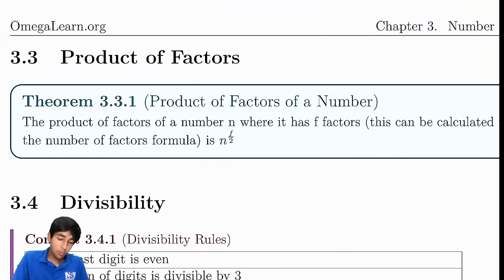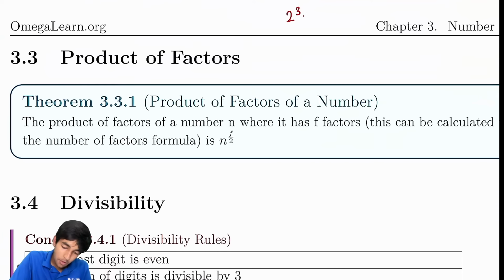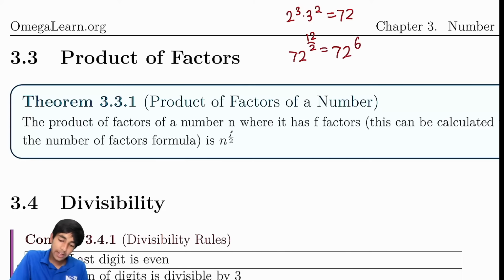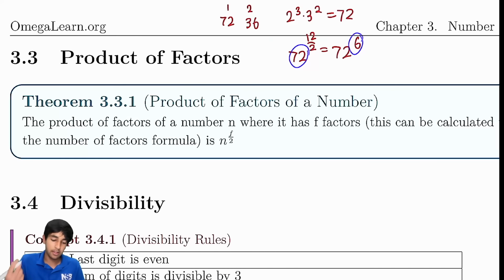And the product is also pretty simple. Again, for the same example, all you have to do is take this number, which is 72, and take it to the power of the number of factors, which is 12, divided by 2. So why is that true? Well, imagine you pair the numbers up. 1 and 72, 2 and 36. Every factor can be paired up. So for every 2 factors, we multiply by 72. So that's why it's just 72 to the 6th power in this case.